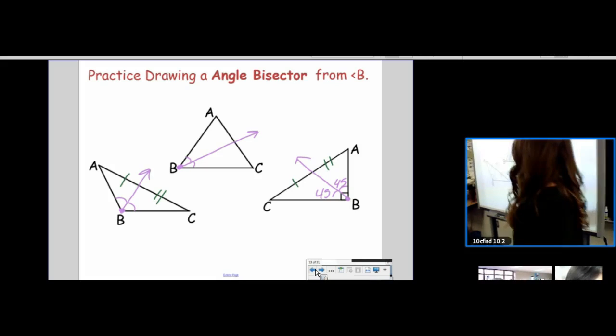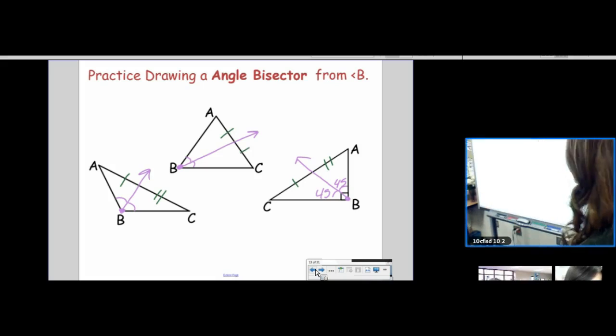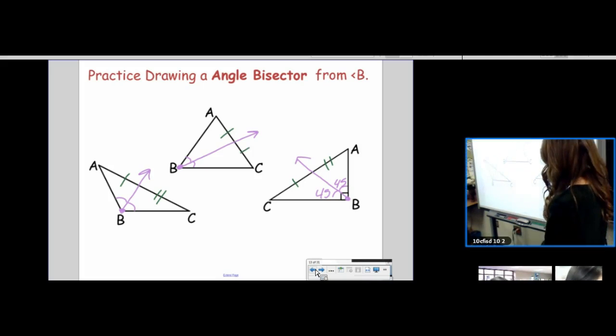Okay? So this one did. The other two, not necessarily. Could have, but not necessarily. It would have to be isosceles.